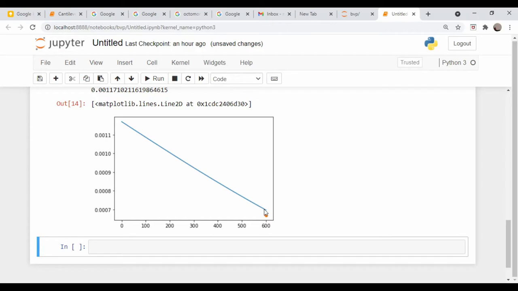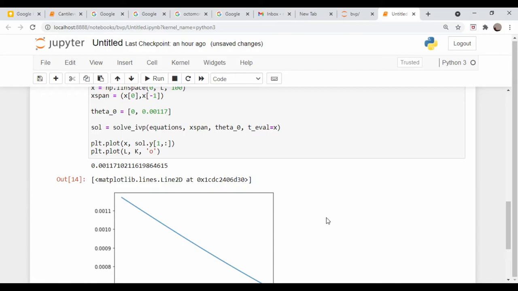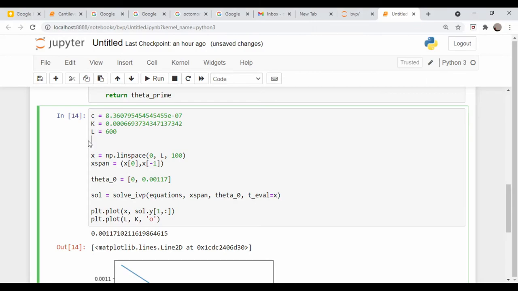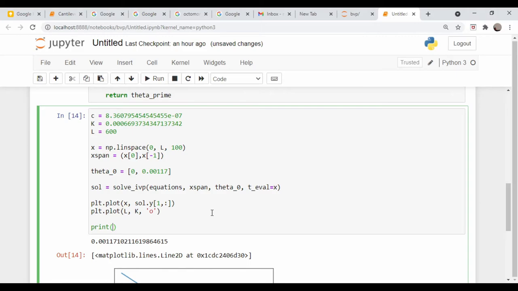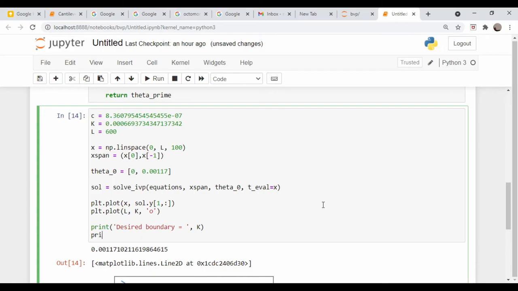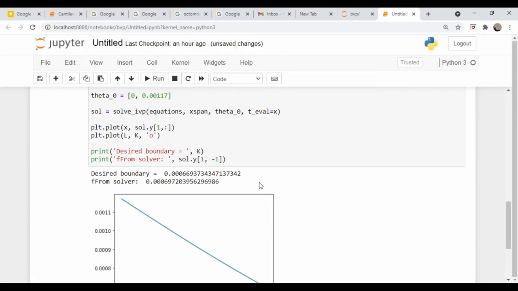So what I'm going to do is come up here, and instead of printing out this thing, I'm just going to get rid of this. And I want to print out my desired boundary condition, which is k. So come down here, print desired boundary is equal to k. Print, I don't know, from solver, that will be equal to solution.y, row number one, and the last element of it. So here we go. This is the number that we're aiming for, and this is the number we're actually getting.